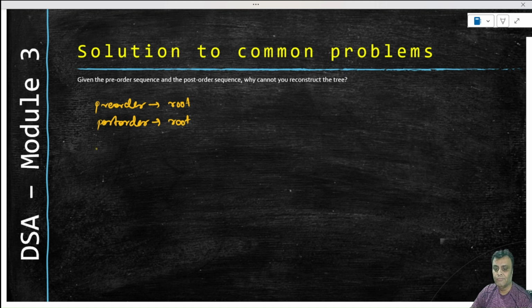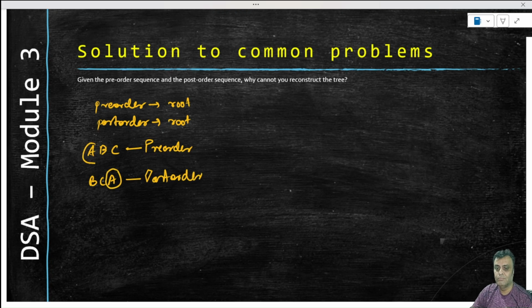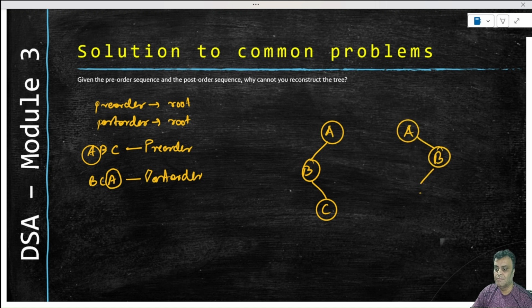Like if I say ABC and BCA, let us assume this is my pre-order and this is my post-order. Both of them are saying that A is the root, which is perfectly fine, right? So with that, I can only construct the root. Now can I say that B will be to the left and then C will be like this? Or can I say that it will be like this? It can be anything, right?